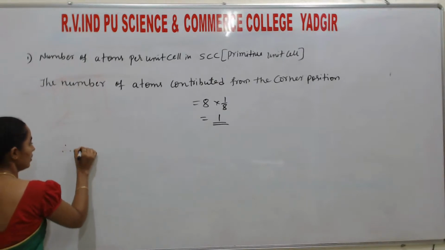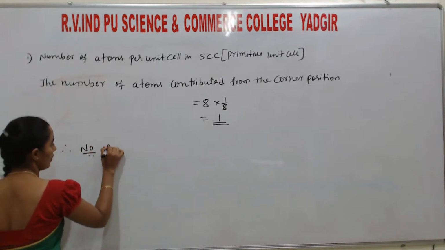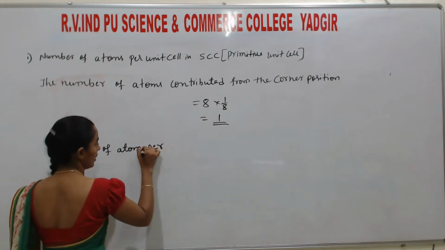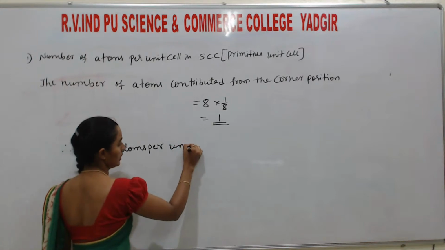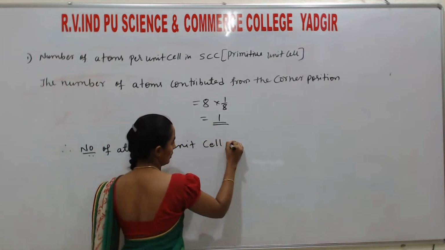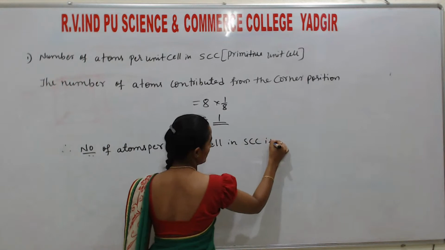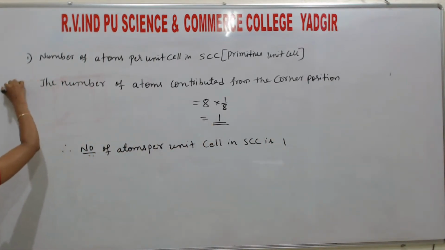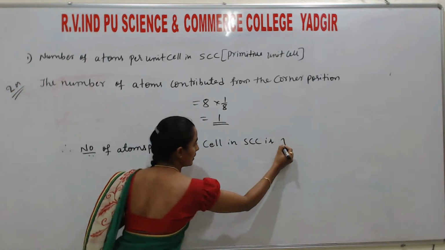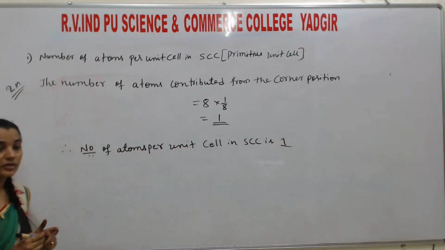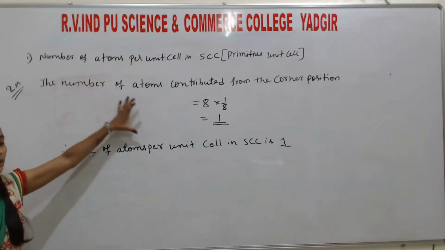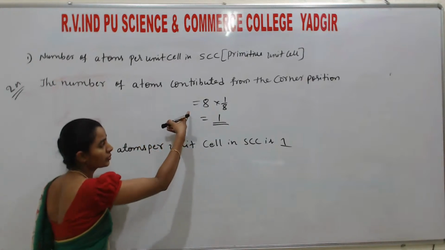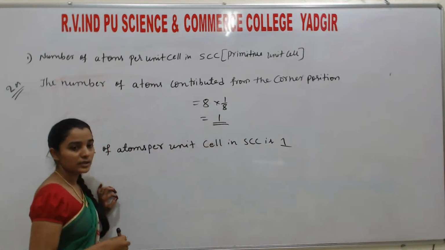Therefore, the number of atoms per unit cell in SCC is 1. If you write this much, student, you will get 2 marks. Diagram is not necessary. You have to write only this. The number of atoms contributed from the corner position is 8 into 1 by 8, that is equal to 1.